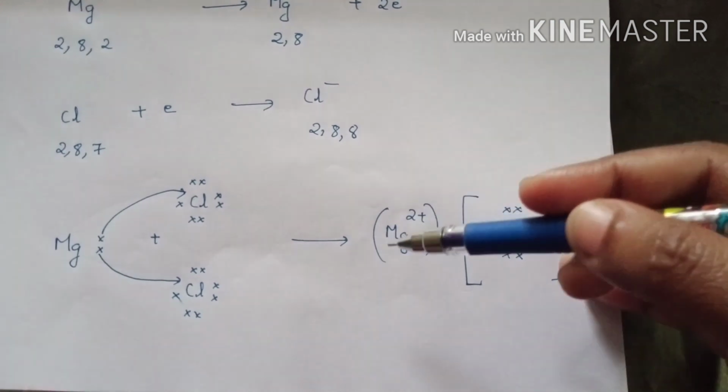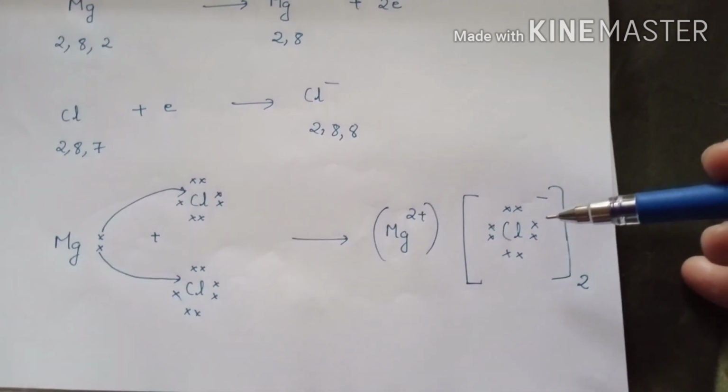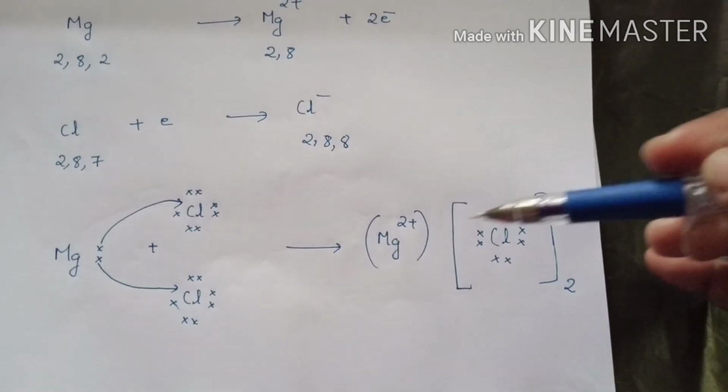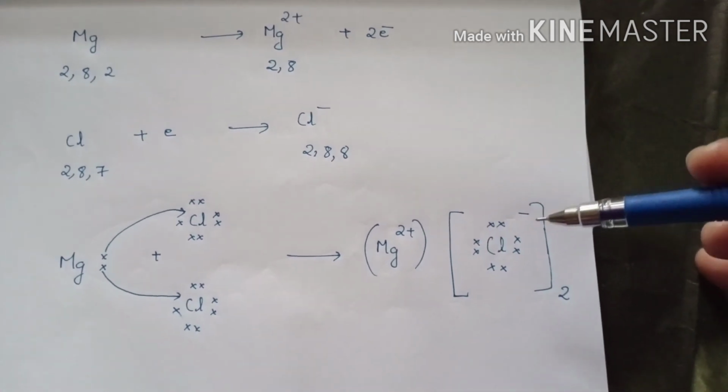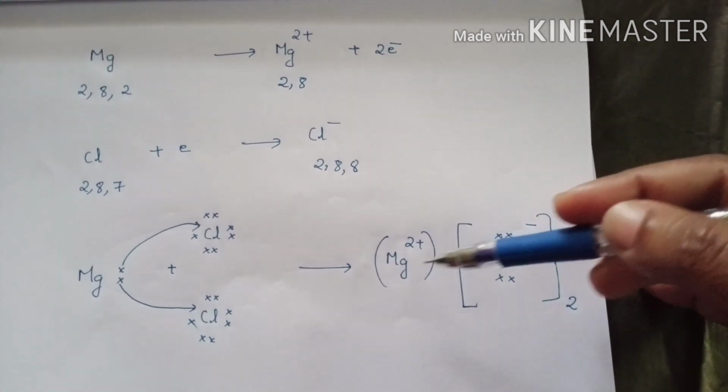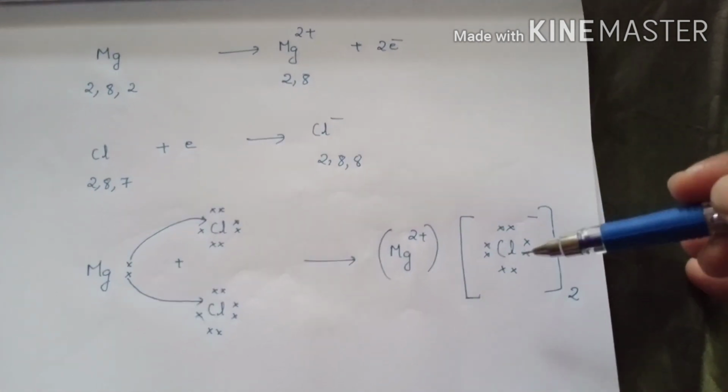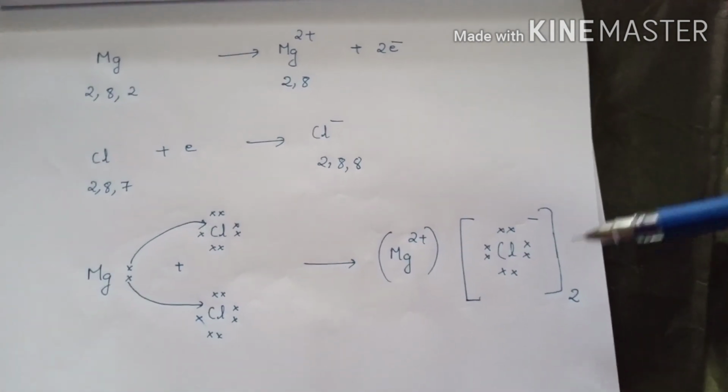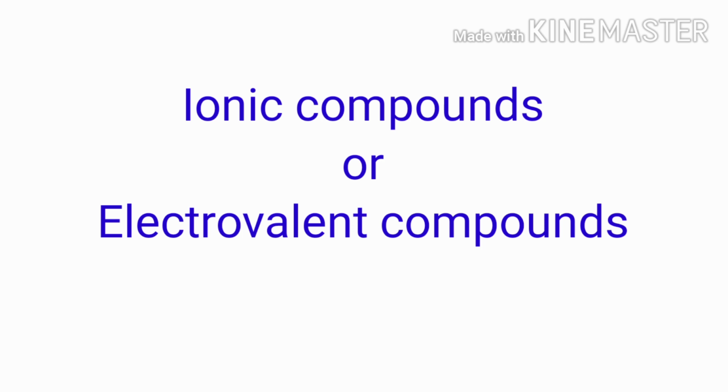Okay. So, these are 2 oppositely charged ions. So, they are held together by electrostatic force of attraction and as a result they exist as MgCl2 or magnesium chloride. The compounds formed in this manner by the transfer of electrons from a metal to a non-metal are known as ionic compounds or electrovalent compounds. Thus, sodium chloride and magnesium chloride are examples for ionic compounds or electrovalent compounds.